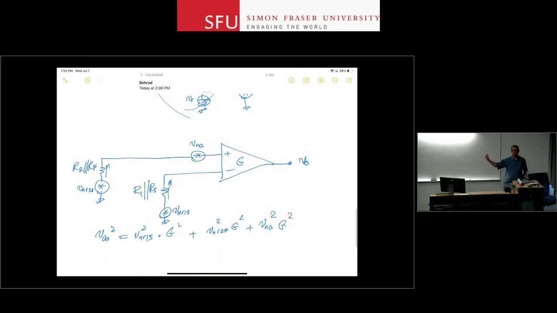If you wanted to figure out the equivalent input noise, VNI, let's call it, squared is that divided by the gain of the amplifier. Once you divide those by gain, it's just going to be VNR13 squared plus VNR24 squared plus VNA squared. Okay? So that's the electronic noise.